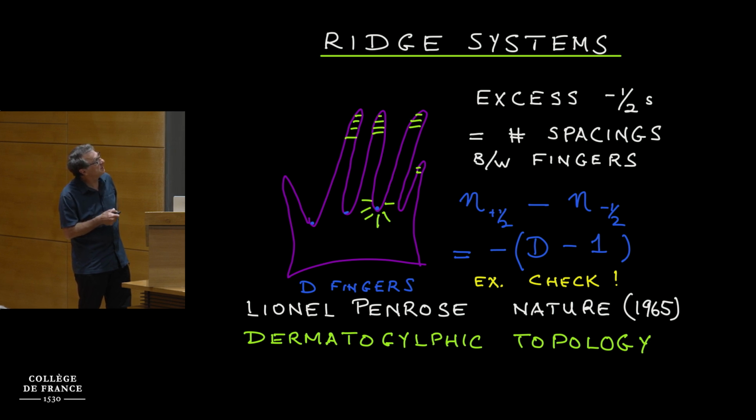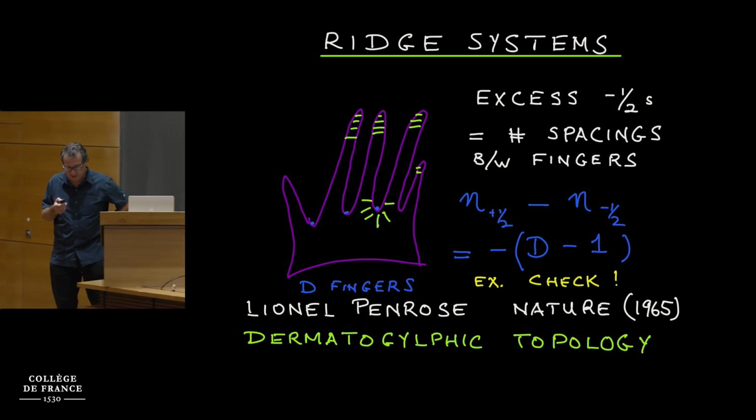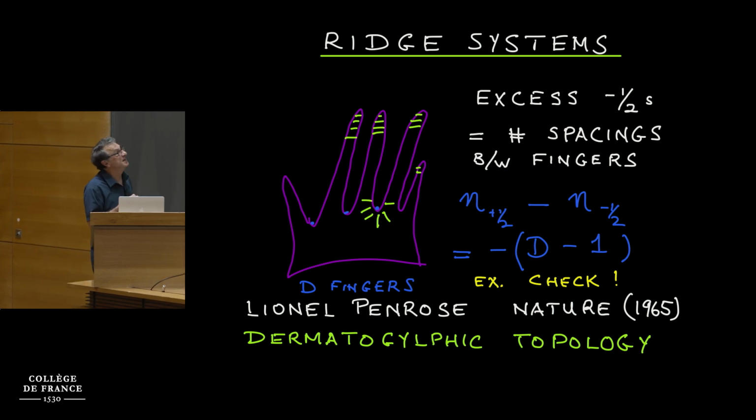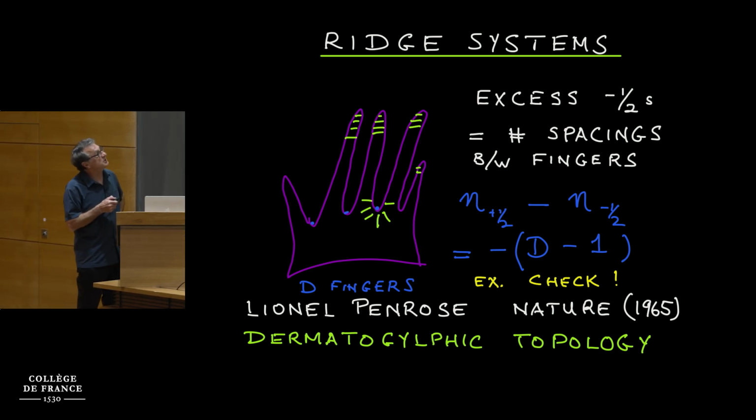So let's compute the number of plus 1/2 defects, which are called loops, minus the number of minus 1/2 defects, which are called triradii. Let's look at the excess. Since it's global, we can take any contour we want. So let's take the contour around the edges. It doesn't wind here because of the orientation of ridges, but if you go here in the space between fingers, it has to rotate 180 degrees in the negative sense. So there's a minus 1/2 defect at each spacing between fingers. So there's an excess of minus 1/2 defects by the number of fingers minus 1.